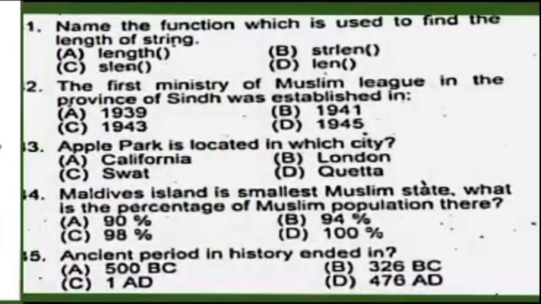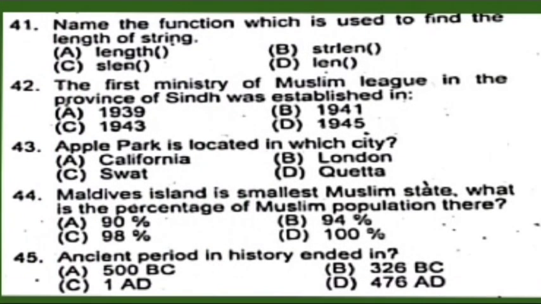Option C. Name the function which is used to find the length of string is len bracket. Option D. The first Ministry of Muslim League in the province of Sindh was established in 1943. Option C. Apple Park is located in which city? Option A. California. Maldives Island is smallest Muslim state.